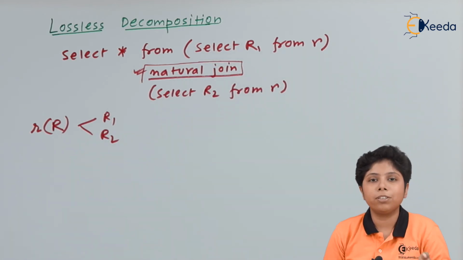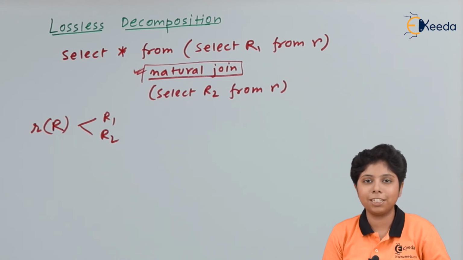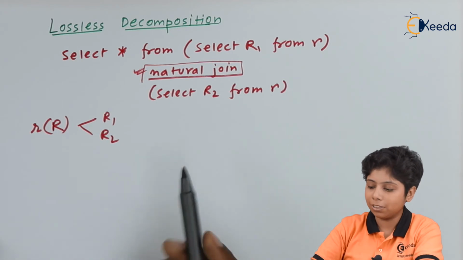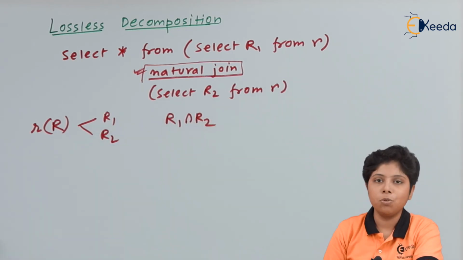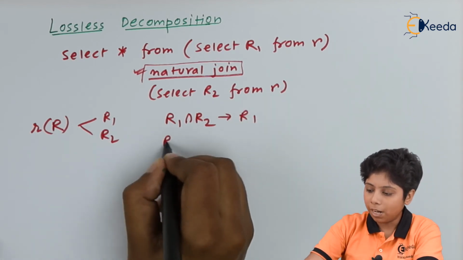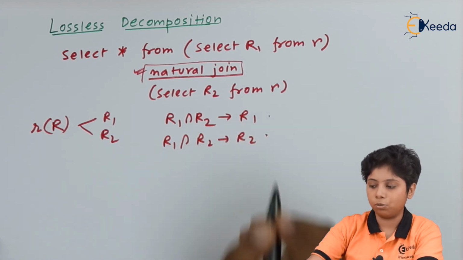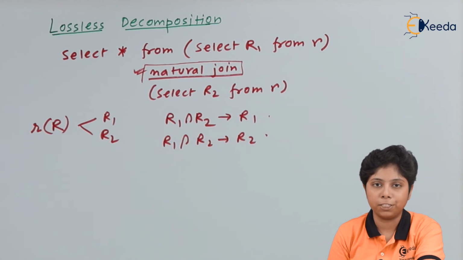So what is a lossy decomposition? A lossy decomposition causes some logical or physical data loss in the resultant relation R if it is not lossless. So we must say that in a lossless decomposition, R1 intersection R2 defines R1 as well as R1 intersection R2 defines R2. We can say that it will be a lossless decomposition.